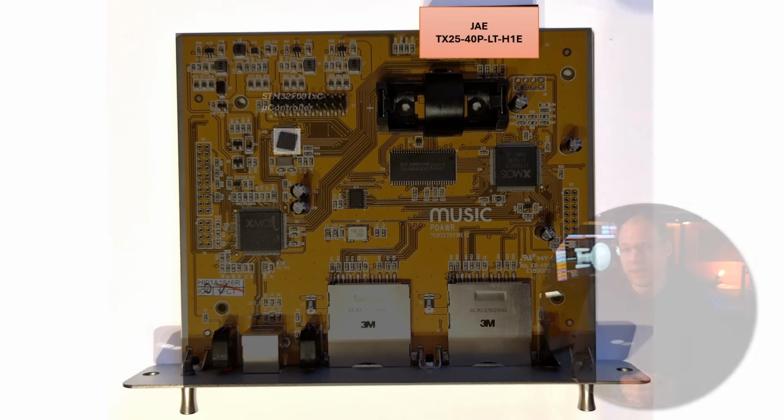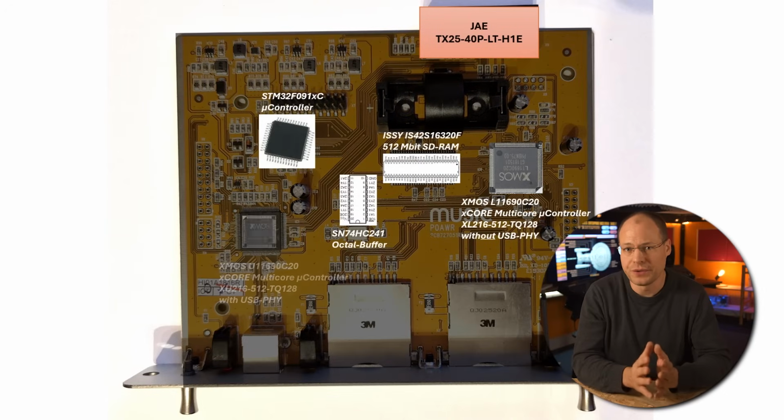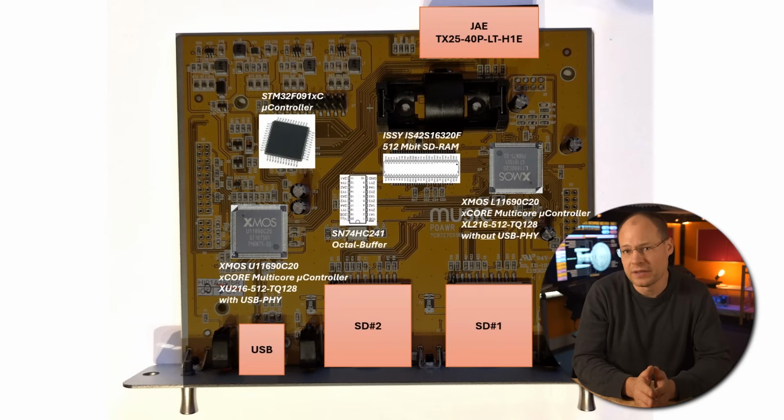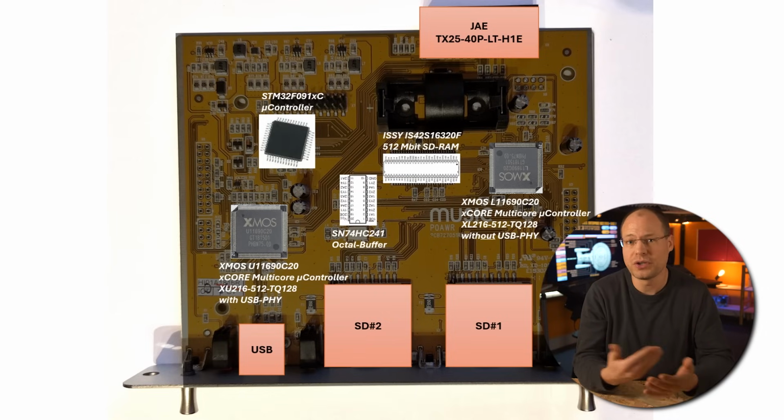After a few hours, I came to the following conclusion. The X-Live consists of 2 XMOS, a U1169 with USB connection and an XMOS L1169 without USB. There's also a small STM32F091 microcontroller for communication between the 2 chips and the X32. A 512 megabit SDRAM chip and a standard SN74 octal buffer logic IC seem to buffer some signals here.